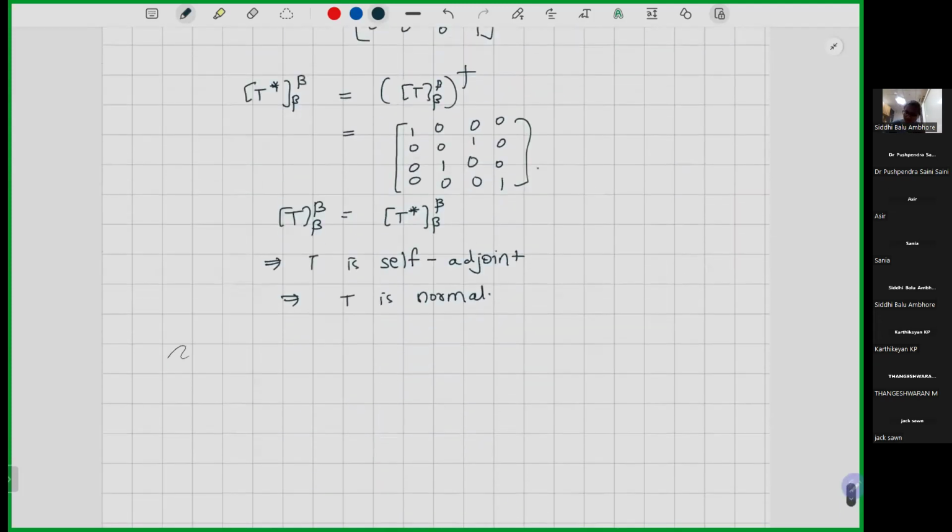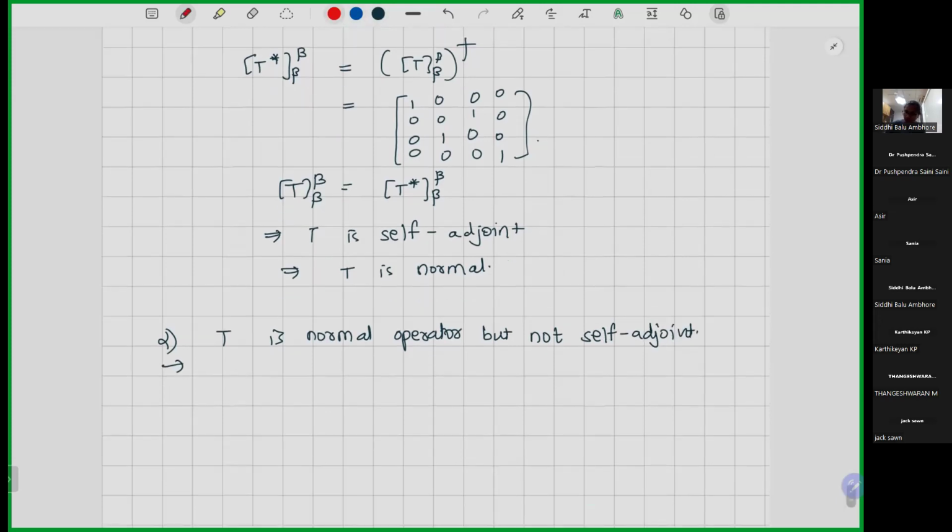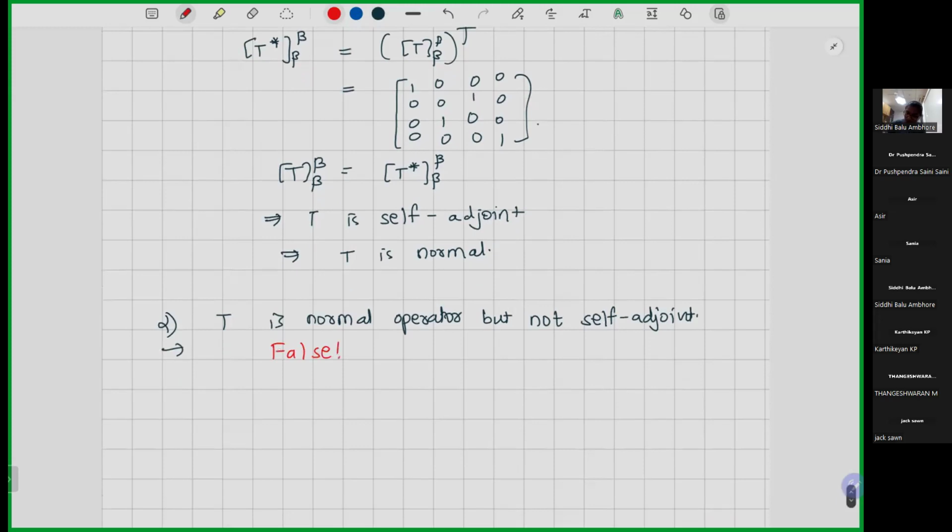And the second question was whether T is a normal operator but not self-adjoint. And this now becomes false, right? Because we just saw that it is false as T is self-adjoint.